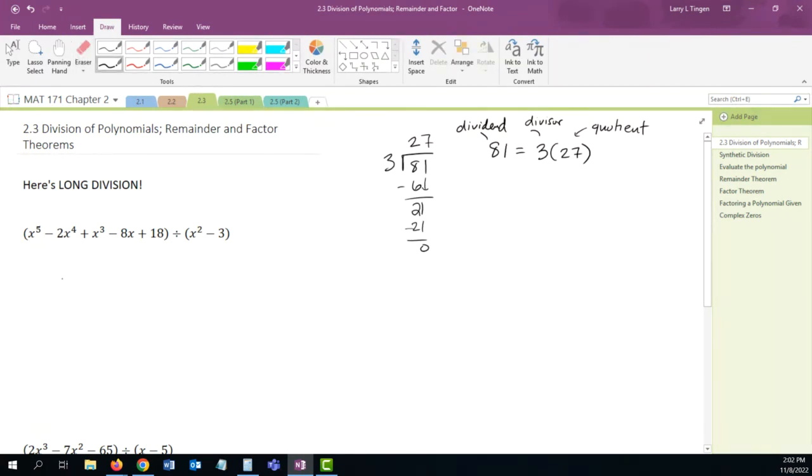first off is the divisor. The divisor is x squared minus 3. That's missing the x term, right? And then this is supposed to divide into x to the 5th minus 2x to the 4th plus x cubed minus, I'm missing an x squared here. Minus 8x plus 18.